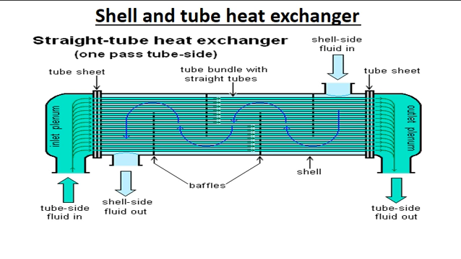Shell and tube heat exchangers consist of a series of tubes. One set of these tubes contains the fluid that must be either heated or cooled. The second fluid runs over the tubes that are being heated or cooled so that it can either provide the heat or absorb the heat required.